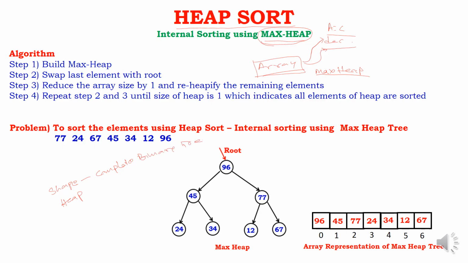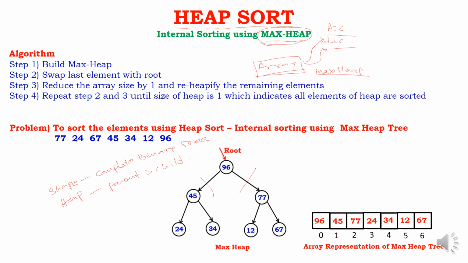And heap property means the parent is greater than its children. See, this is a max heap, where the root is greater than its children. Then 45 is the root of the left subtree, so 45 is greater than its children. 77 is the root of the right subtree, so 77 is greater than its children. Everywhere the value of a node is greater than its child elements.